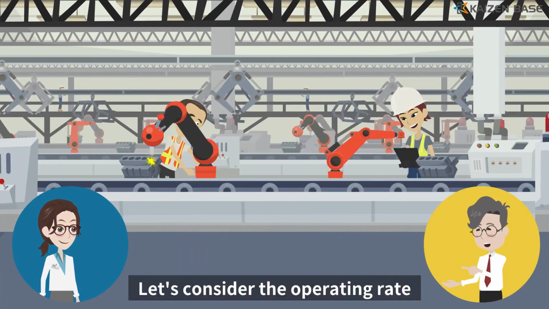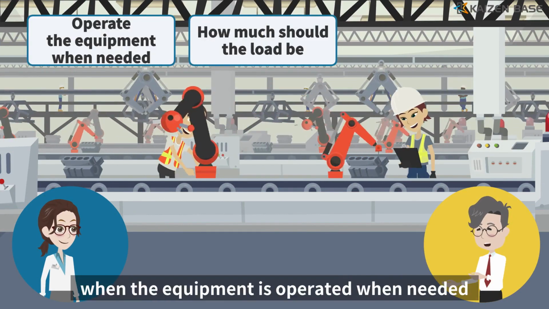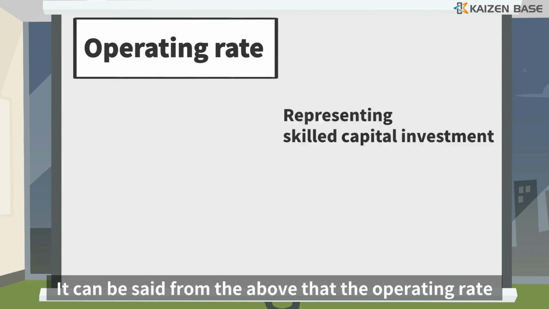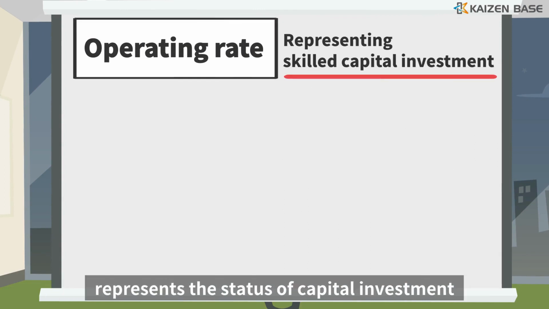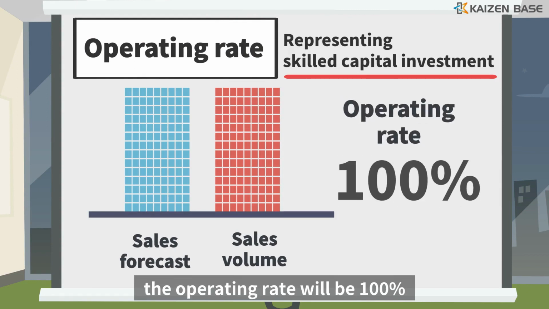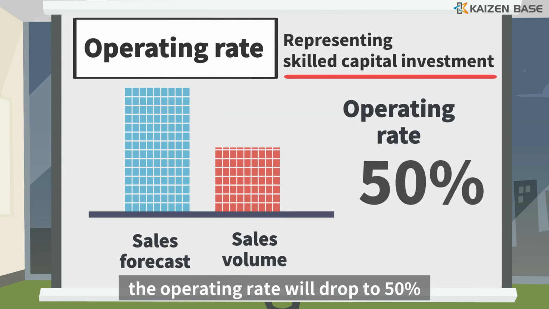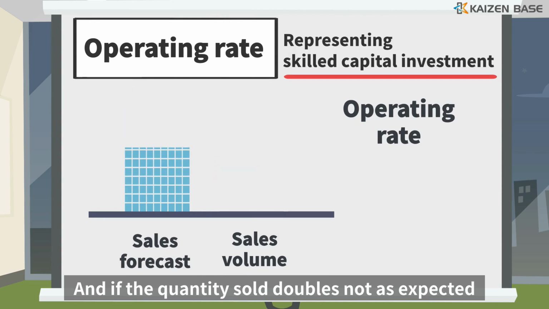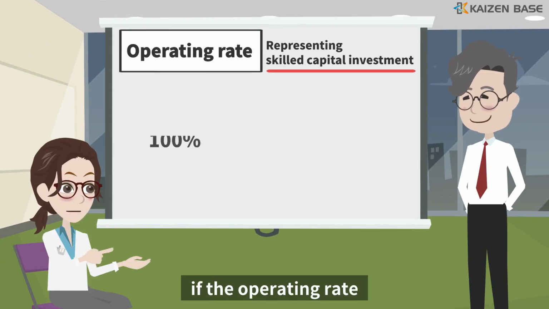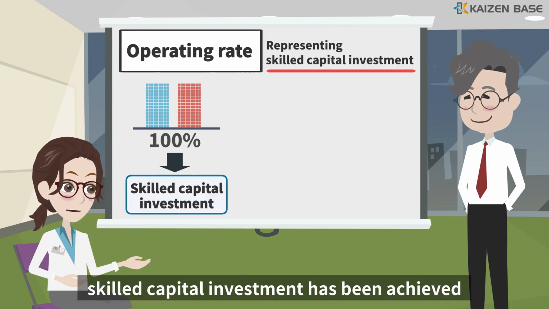Let's consider the operating rate in the factory in the same way. The operating rate is an indicator to judge how much the load should be when the equipment is operated when needed and as much as needed. It can be said from the above that the operating rate represents the status of capital investment. If the expected quantity is sold, the operating rate will be 100%. On the other hand, if only half of the quantity is sold, not as expected, the operating rate will drop to 50%. And if the quantity sold doubles, not as expected, the operating rate will be 200%. That is to say, if the operating rate can be maintained at around 100%, it can be judged that skilled capital investment has been achieved.